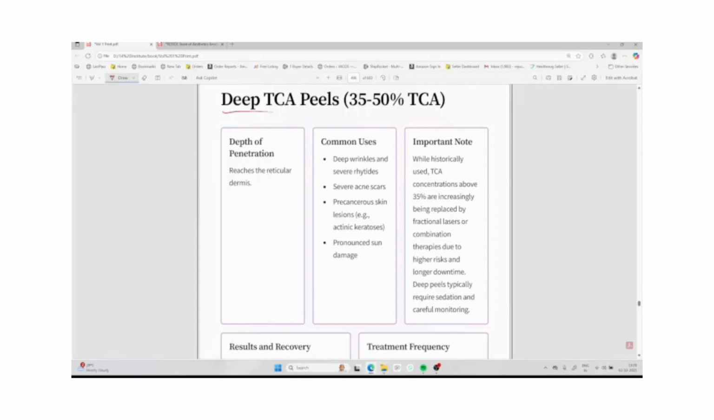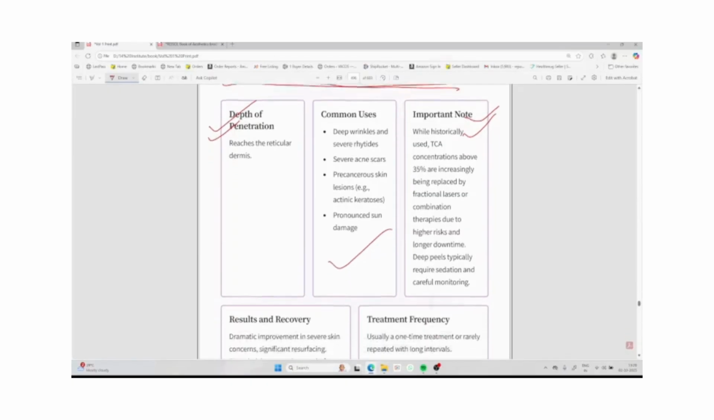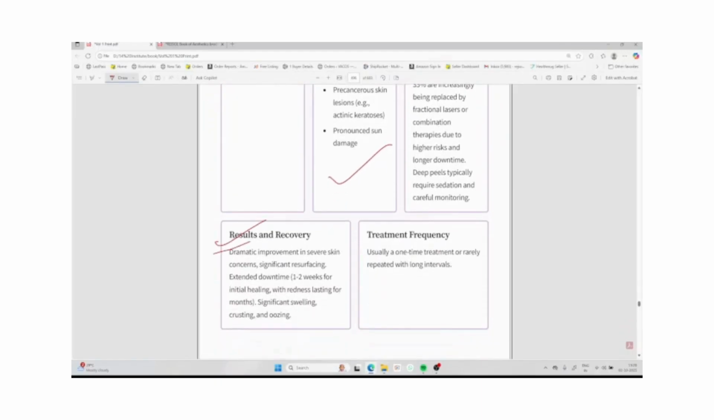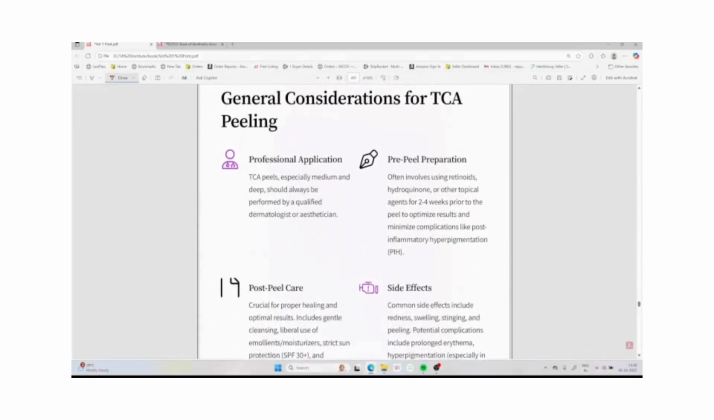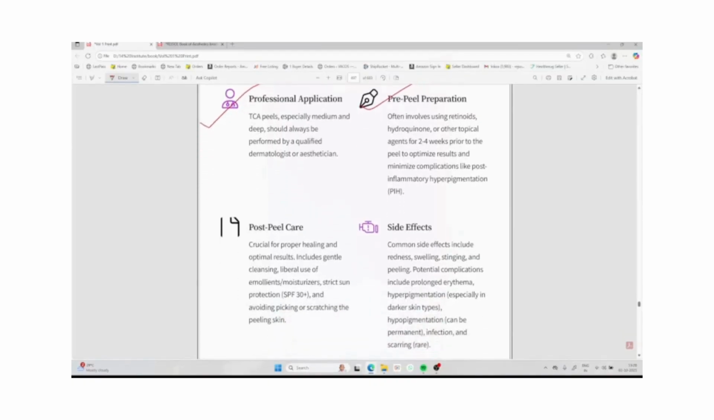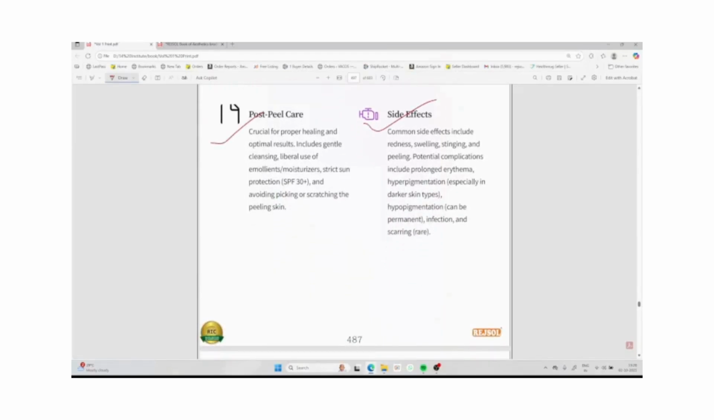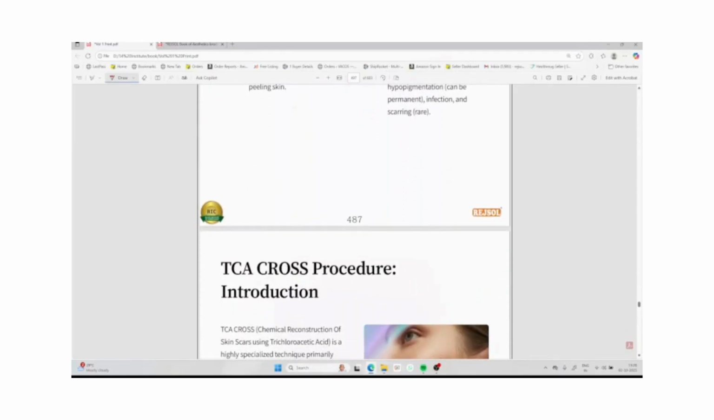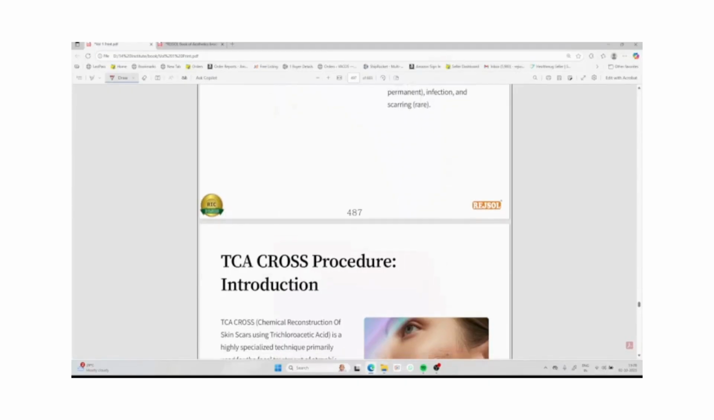Now if you want to do a deep TCA peel, what strength you should use, where it is used, what important salient points you have to take into consideration, how deep peels of this strength go, the recovery process, and the treatment frequency. Then general considerations of TCA peeling: professional application, pre-peel preparation, post-peel care, and the side effects of TCA. Everything is discussed in detail. I'm just showing you one chapter, but everything is discussed in a similar way.